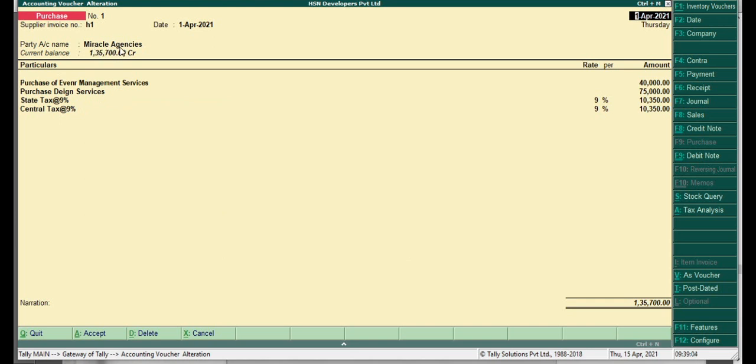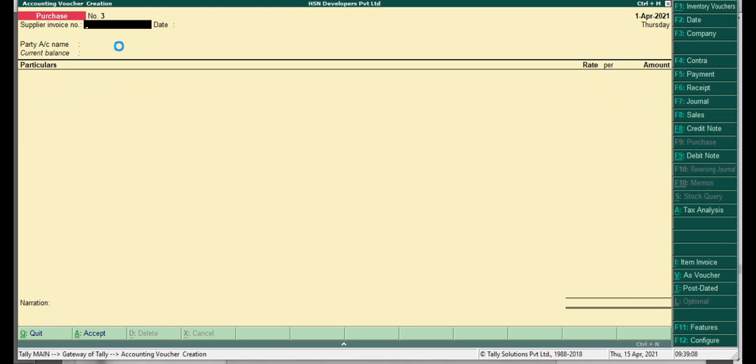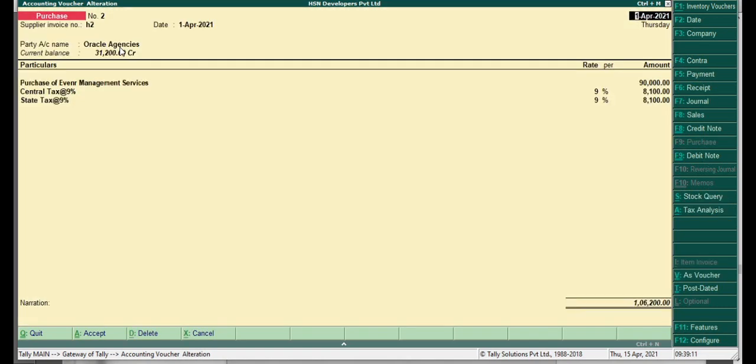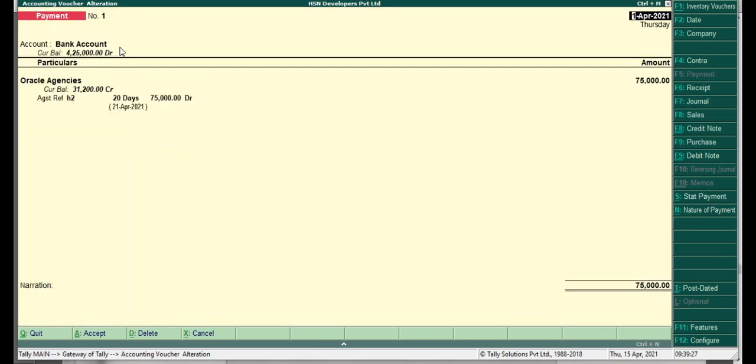He is the sundry creditor from whom we have purchased. Then we'll go with one more transaction, purchase from Oracle Agencies, where we have purchased only one item, that is 90,000 of services we have received, and we are doing partial payment from this 90,000. So that is what I have written here. Partial payment, that is 75,000 which I have paid, and the remaining amount I have to pay.